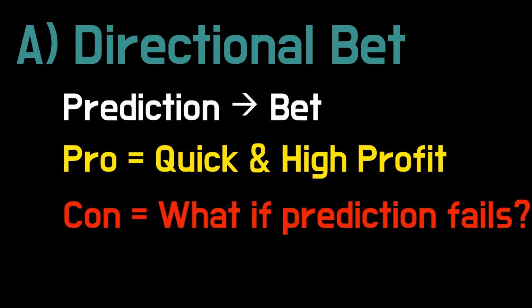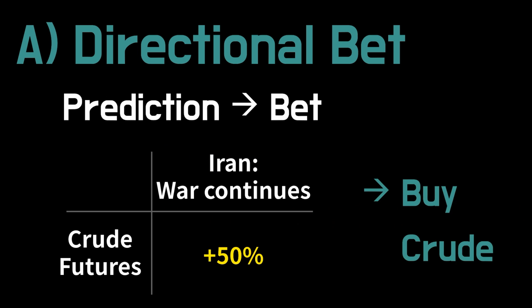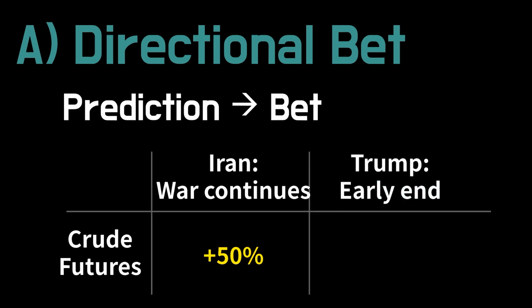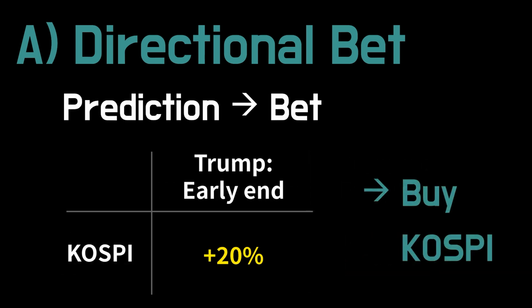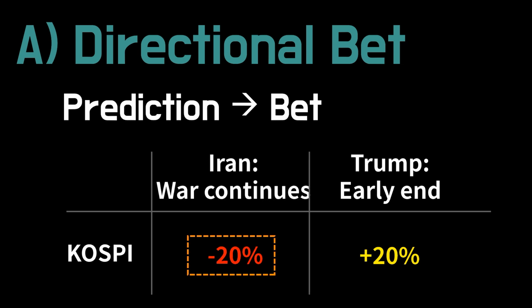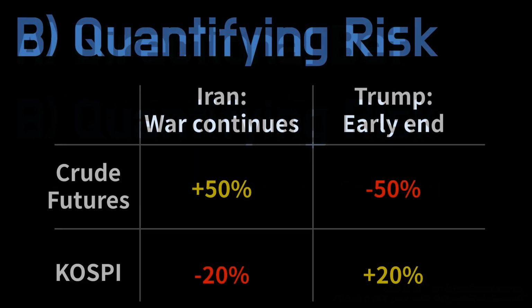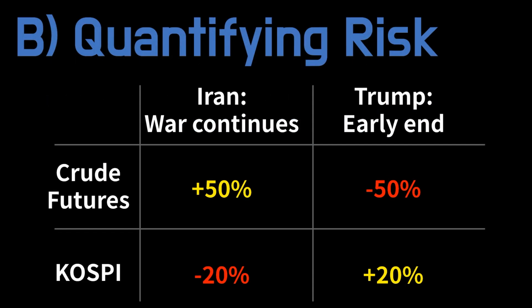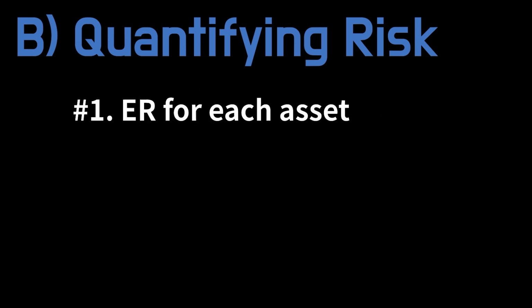However, if our predictions fail, what will happen to the profit? In the first case, instead of the war continuing, if the war ends quickly like what Trump is saying, then the price of crude futures will go down very quickly. Also, in the second scenario, instead of the war ending soon, if it continues for long term, then Kospi can drop another 20% very easily. So in order to manage this risk, we can quantify the risk of losing money if the situation turns out different from our prediction. The first step of doing this is getting the expected return of each asset.